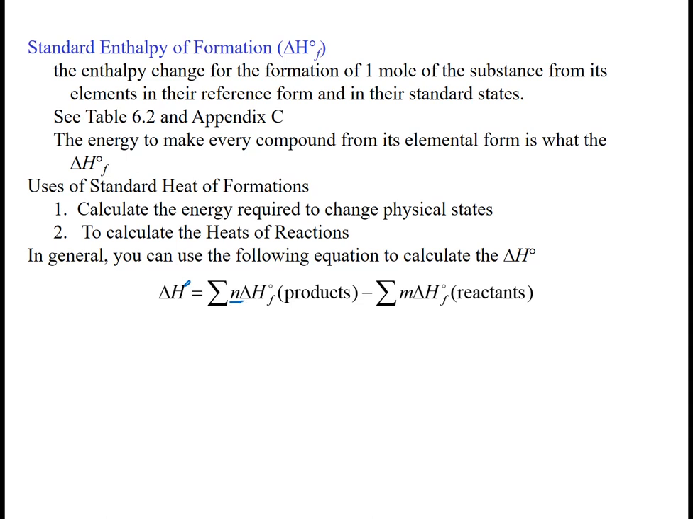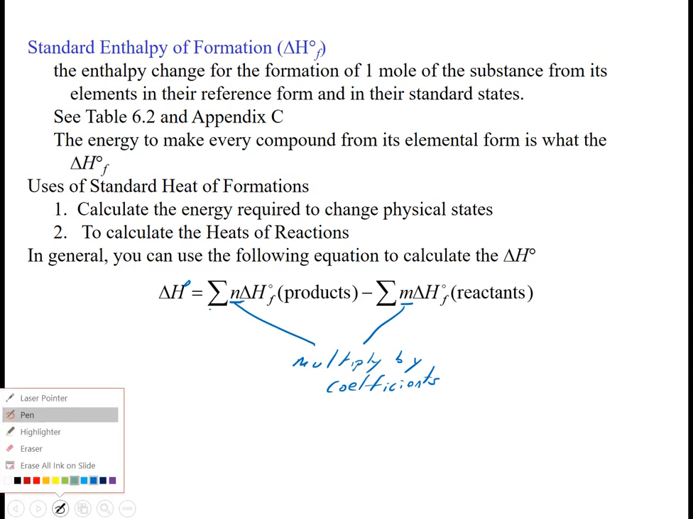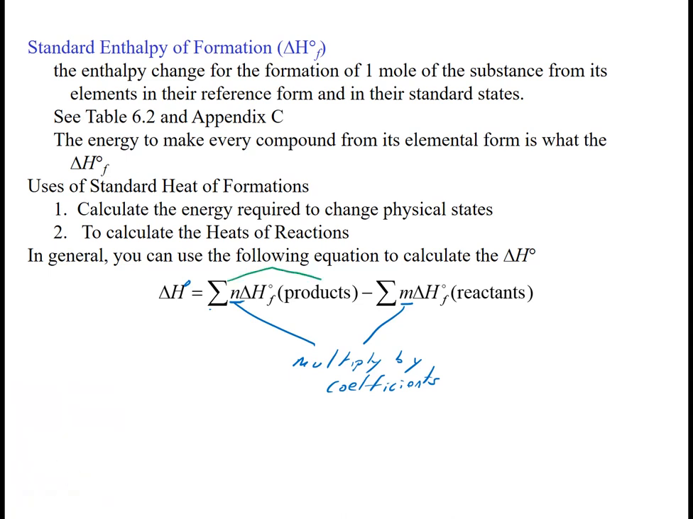The n and the m here are to multiply by coefficients. Okay, and this scary looking symbol just means to sum, or add. That is all that means. So you add up the delta H of formation of the products, you add up the delta H of the reactants, and you subtract them. So this is basically final minus initial.